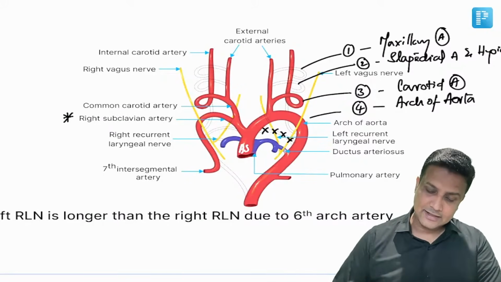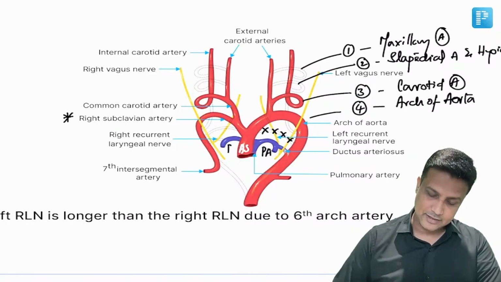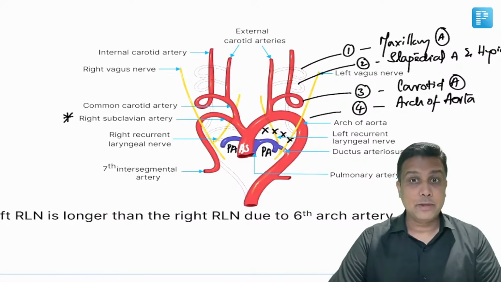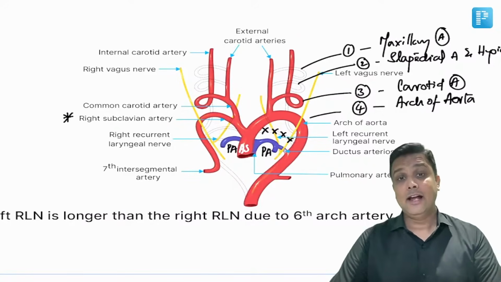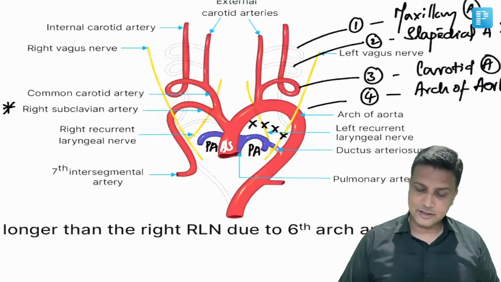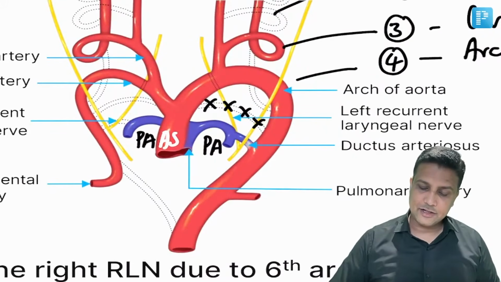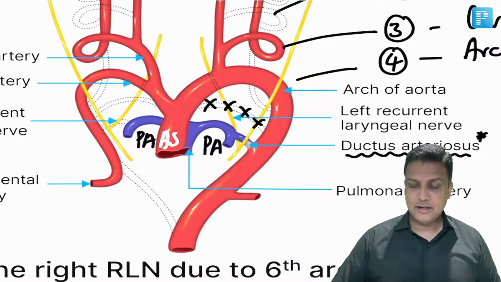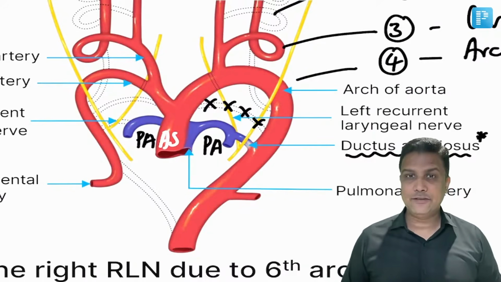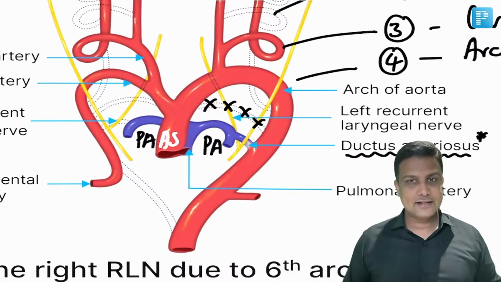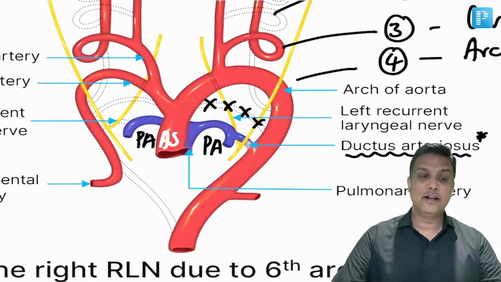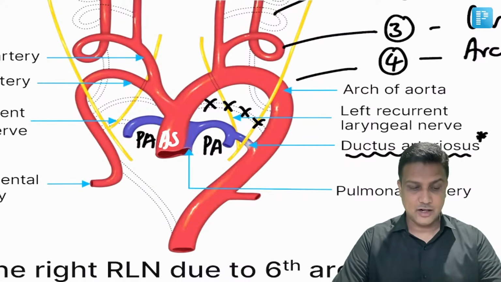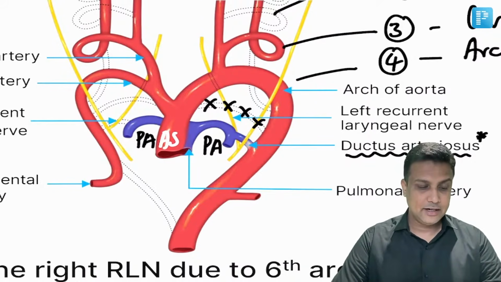And after that, finally, the sixth arch artery, the proximal part, it is going to form the pulmonary arteries. So pulmonary arteries are derived from sixth arch artery. And on the left side, you can clearly see the connection here. The pulmonary artery is attached to the arch of aorta with the help of ductus arteriosus. And ductus arteriosus, it means it is also derived from where? It is also derived from the sixth arch artery that on the left side. So it is derived from left sixth arch artery.